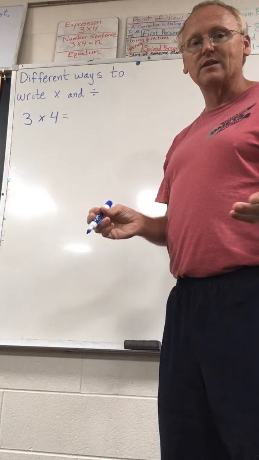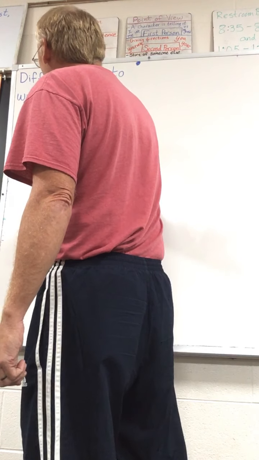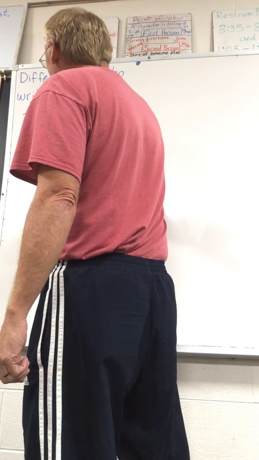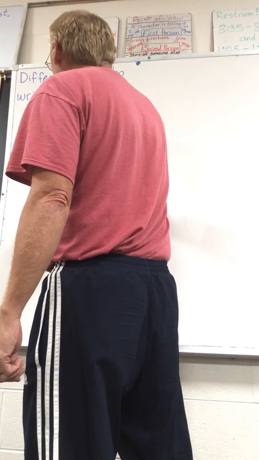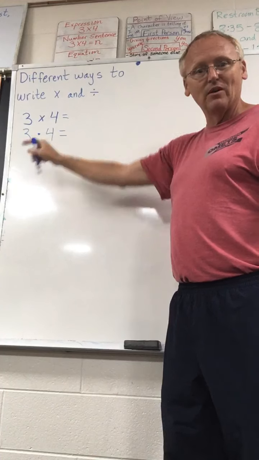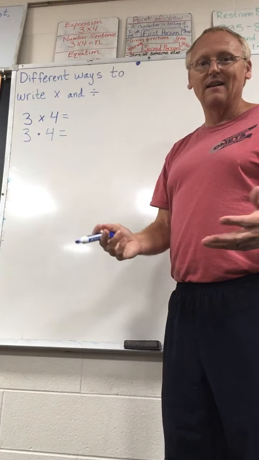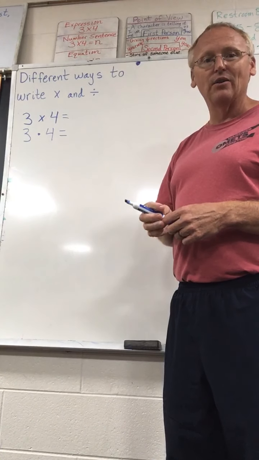One way that you might see it could look like this: 3 · 4, with a dot. That also can mean multiplication. So if you ever see something that looks like that, that means they want you to multiply those two numbers together.